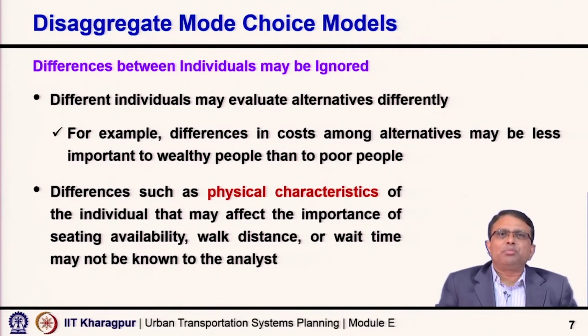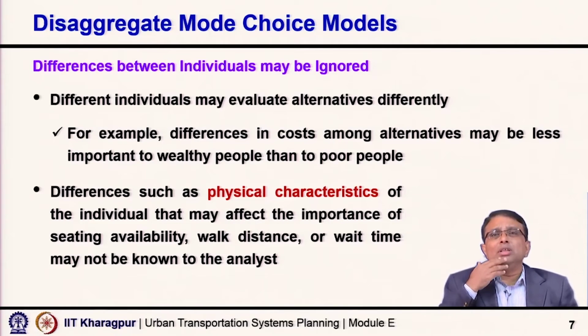Next, differences between individuals are often ignored in the deterministic model. For example, difference in cost among alternatives may be less important to wealthy people than the poor people. Not everybody will perceive the cost in the same manner. So, you have taken an example where you have not taken income, maybe income is not there. So, whatever you have taken is not able to capture this person to person variation.